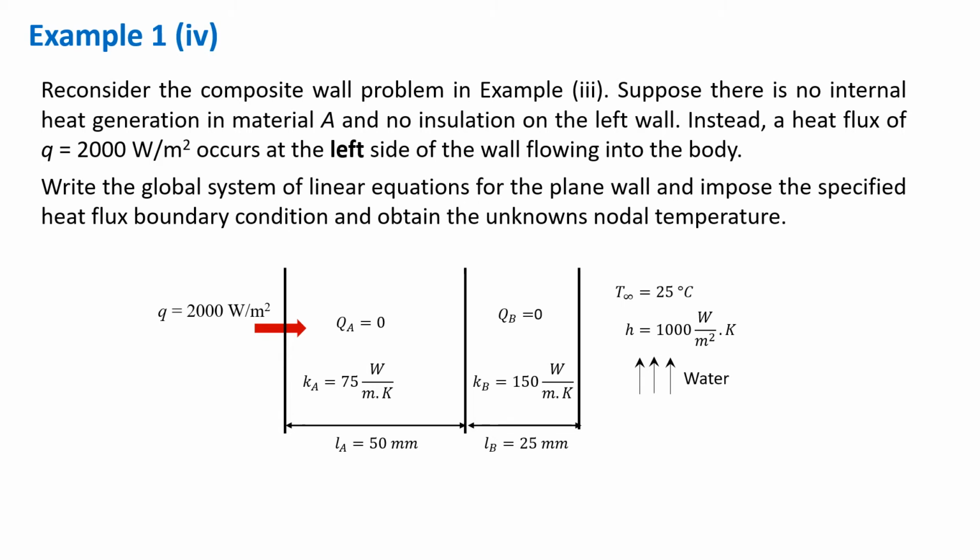So in this case, there are some modifications from the previous example. The first one, QA now has become 0. The K and the dimension of the wall still remain the same. For wall B, no changes, and there is also the heat flux flowing into the body. So let's solve this problem.